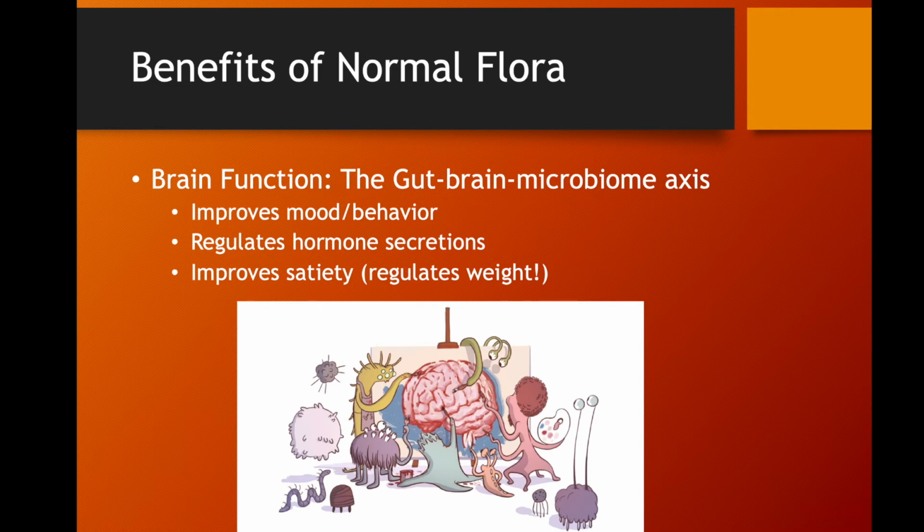You may have heard this, actually for decades, this has been labeled as the gut-brain axis, but because we know now that the microbiota, especially of the gut, plays such a significant role in brain activity, we now are discussing this axis as having this third arm. The gut-brain microbiome axis regulates hormone secretion, even improves satiety, and regulates weight in this manner.